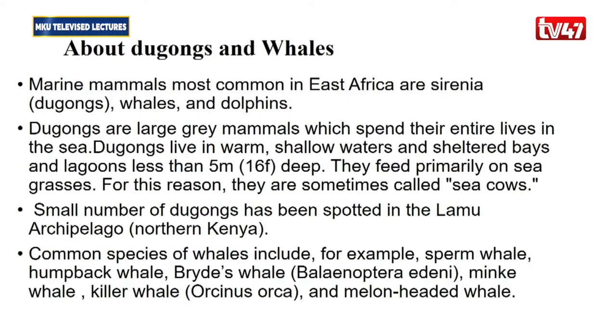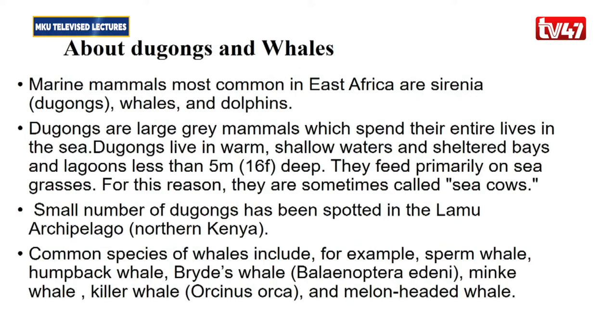Dugongs are large gray mammals which spend their entire lives in the sea. It's also known that they live in warm, shallow water, sheltered bays and lagoons less than 5 meters, that is 16 feet, deep. They feed primarily on the sea grasses.